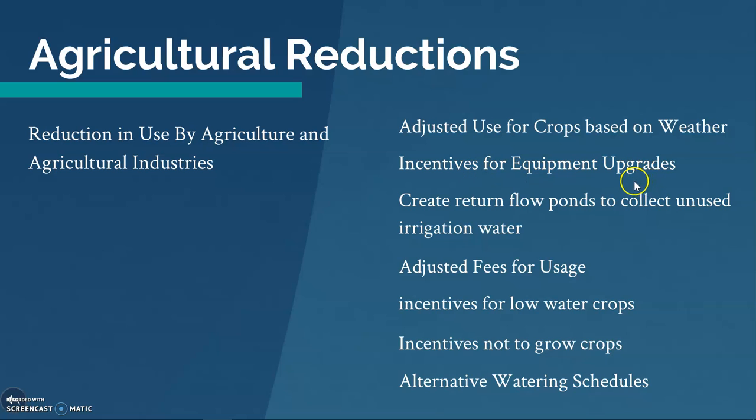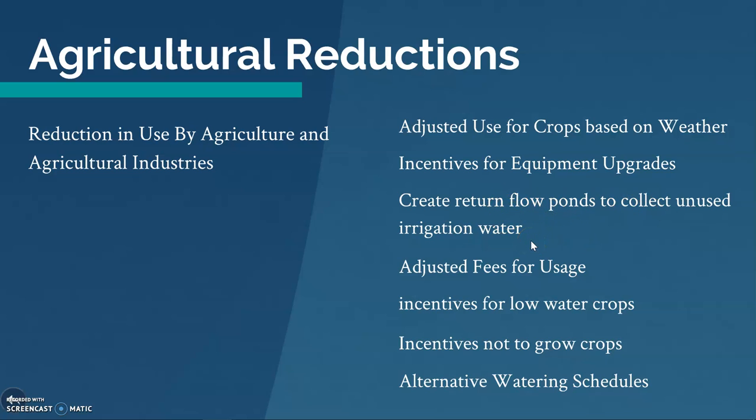Incentives for equipment upgrades. Instead of flood irrigating fields, we can use pivots. The pivots these days are pretty specific. They can be targeted for very specific amounts of water that the crops will use and not overflood and overflow the fields. For less efficient systems, we have farmers create return ponds.